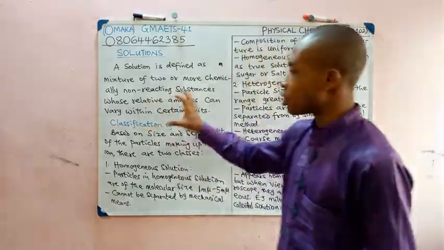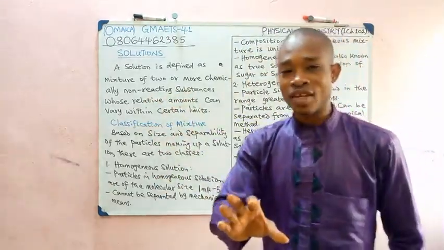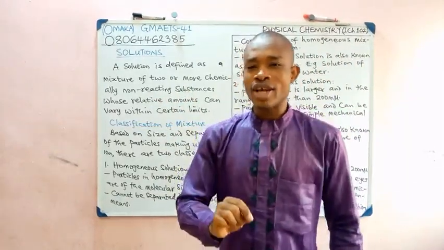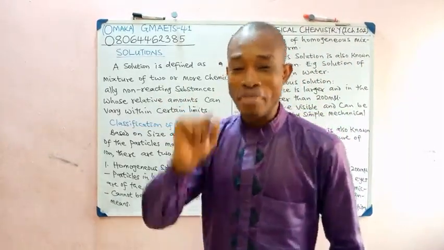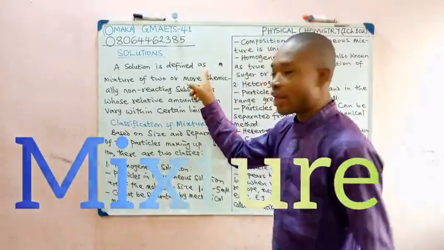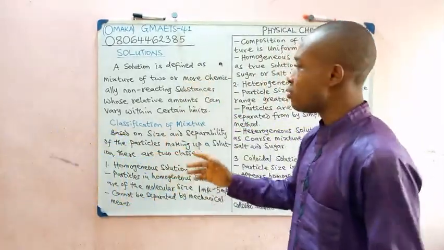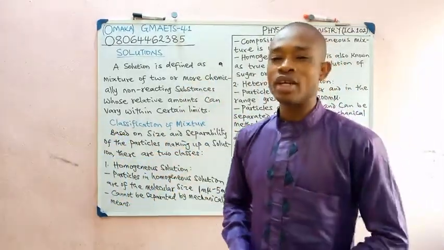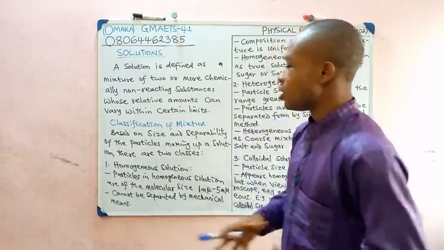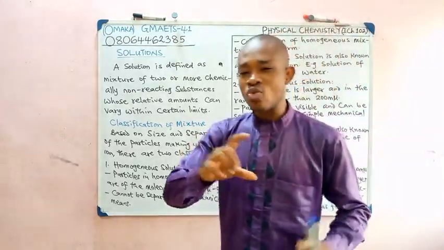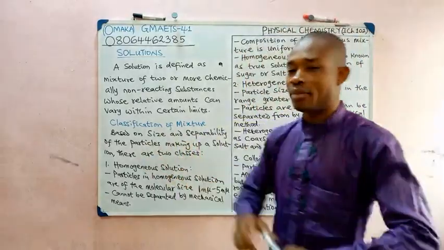On the board here, you have a short note telling us what a solution is. It's very important for you to know that a solution is a mixture. We'll have it on the board. A solution is a mixture of two or more chemically non-reacting substances whose relative amounts can vary within certain limits.